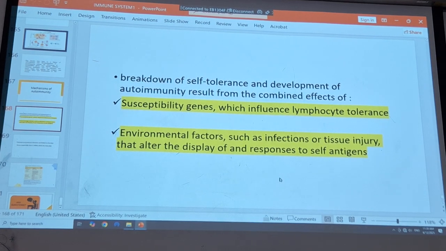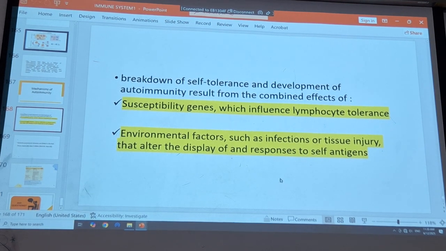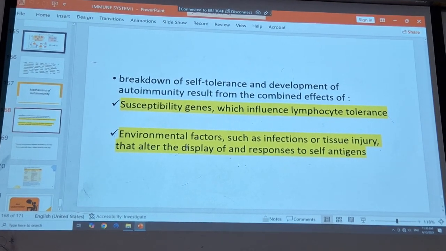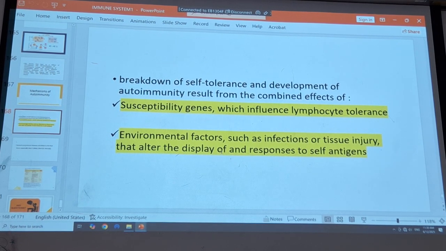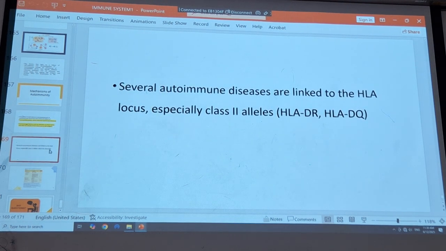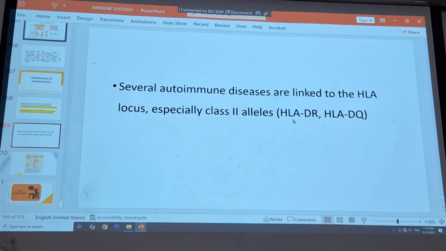Why is a person very susceptible to autoimmune disease? They may have genetic factors, some genes in the person which influence lymphocyte tolerance, and some environmental factors such as infection or tissue injury may also alter the response to self-antigen. Or maybe some of the genes in the HLA groups are very susceptible to mutations and make the patient susceptible to autoimmune disease.